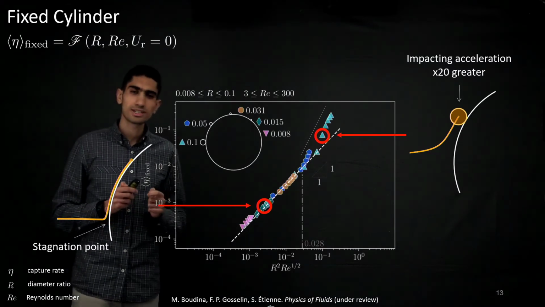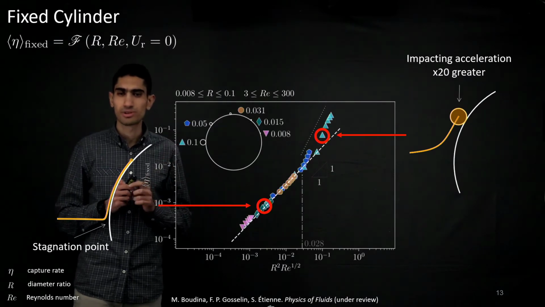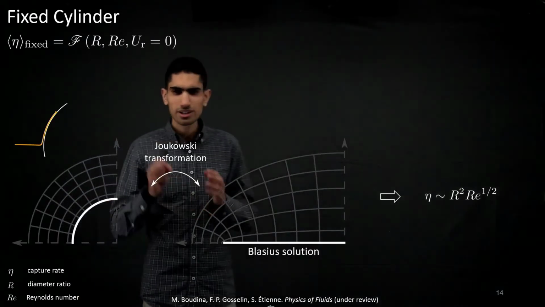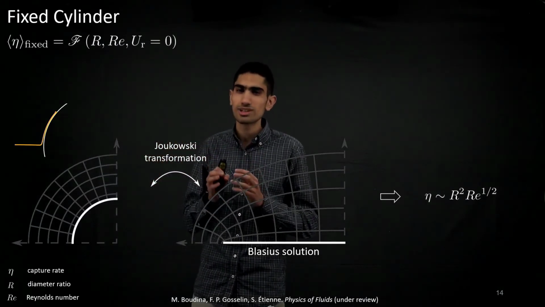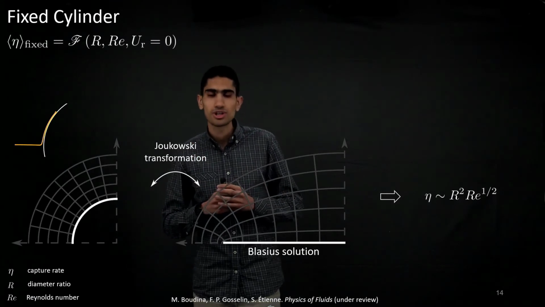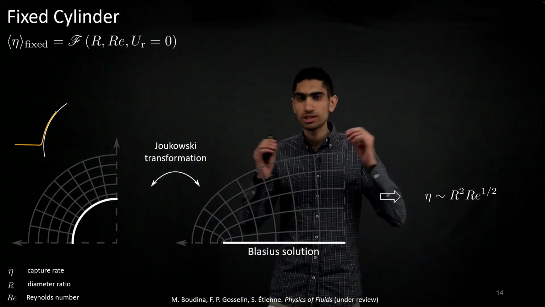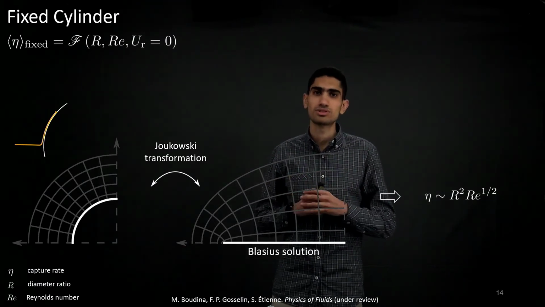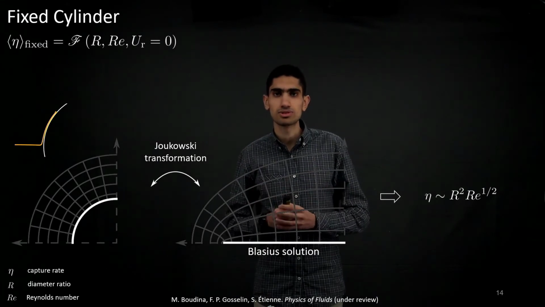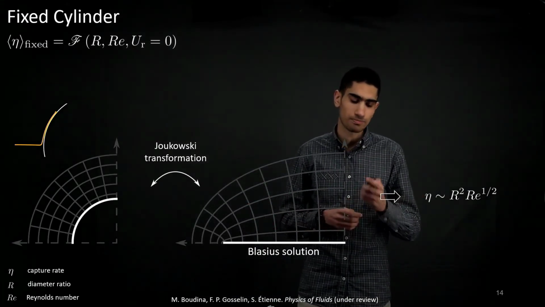So in this project, we were curious about deriving this power law theoretically. And for that, we thought about an idea. We said, well, the particle is so tiny that it's actually seeing the cylinder as a flat plate, right? Based on this idea, we took our cylinder and transformed it into a flat plate using the Joukowsky conformal transformation. Then we applied the Blasius solution over the boundary layer. And with some algebra, we ended up with this scaling.